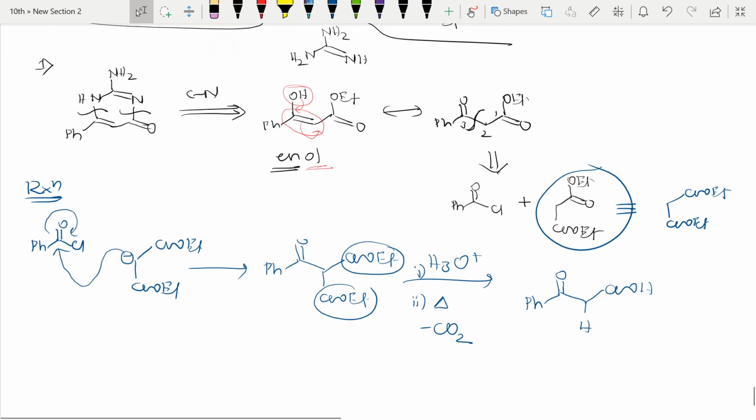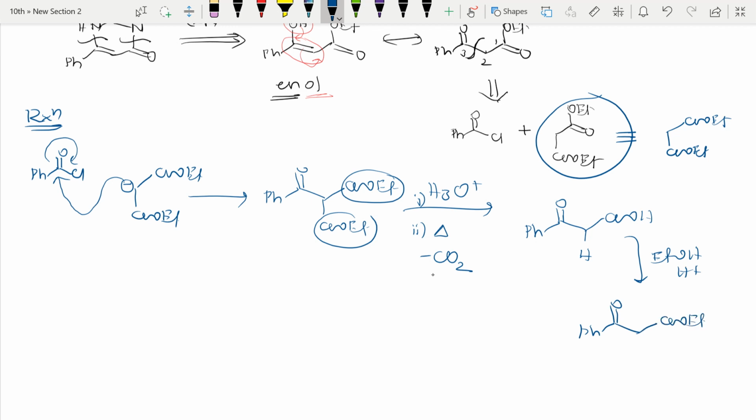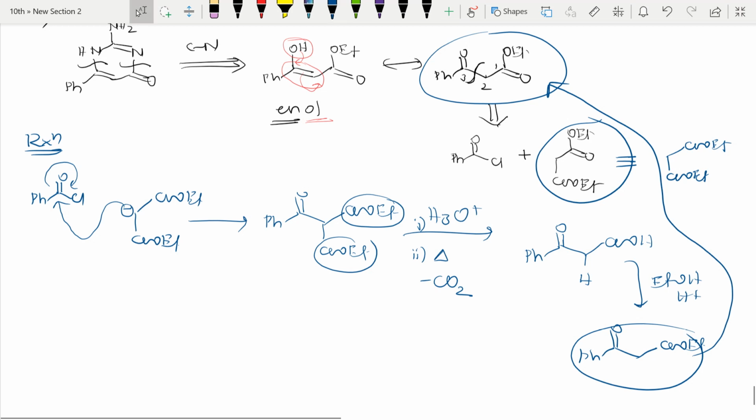Yeah, COOEt. If I treat with ethanol in acidic condition, it is nothing but esterification, so I can end up getting the ester, CH2 COOEt. Let's check whether this and this both are the same. This one, yeah, both are the same. I got till this, right?